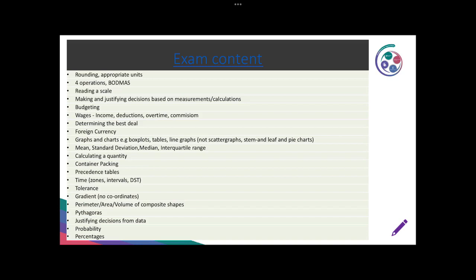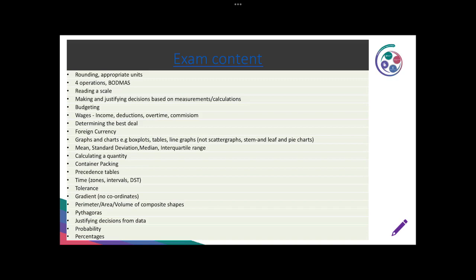Determining the best deal. So you could have 3 different deals from different shops for the same product, and you're asked which one you should go with because it's the best. So you would need to calculate how much they all cost, and it would be whichever one is the cheapest. Foreign currency, you could be expected to go from pounds to foreign currency and back, and you could get quite big questions on that with lots of parts to them, where you're starting with pounds, you're going somewhere foreign, you're spending so much of the money that you exchange, so you need to work out how much you've got left. Then you need to go to another place, and various different parts to questions could be there.